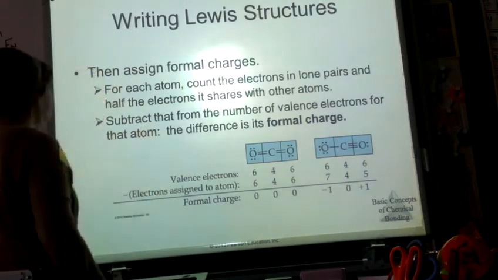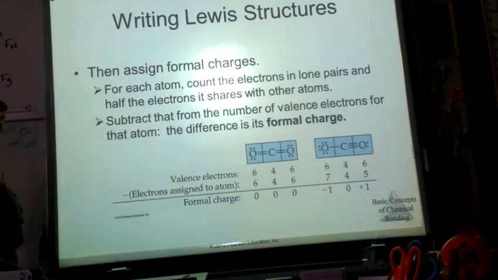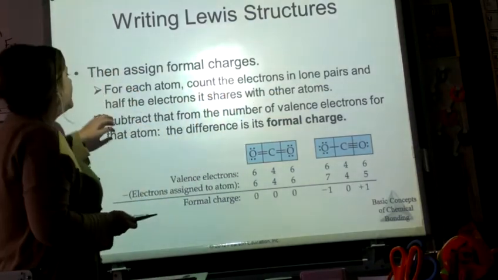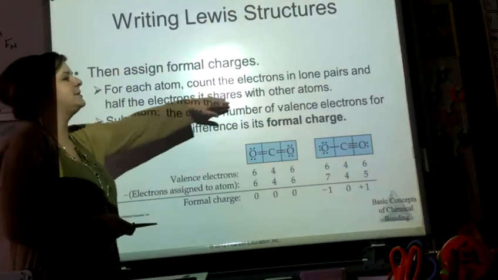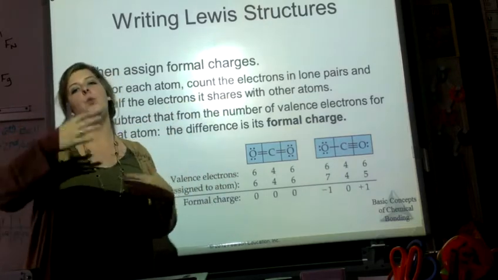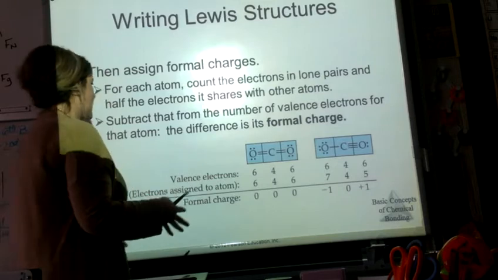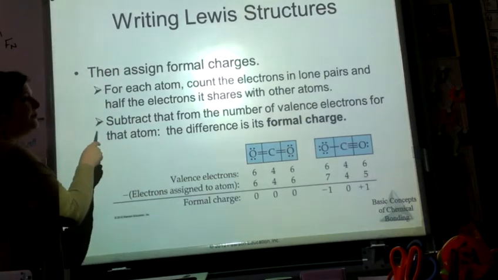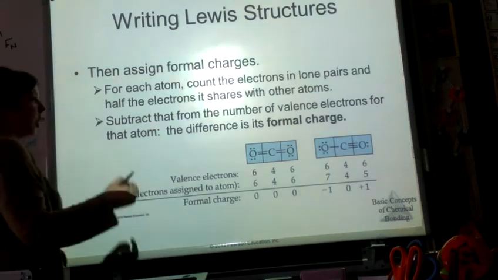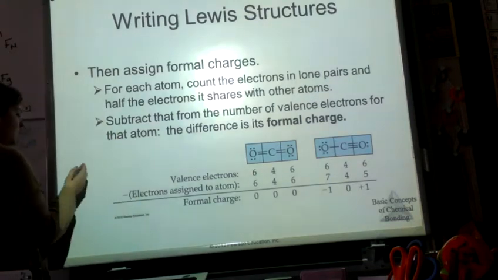Okay, so if we want to assign formal charge, it says that for each atom, we're going to count the electrons in the lone pairs, and then I also want to count half the electrons that it shares with the other atoms. So if I have a single bond, I'm only going to count one of those electrons for that atom, okay? And then I want to subtract that from the number of valence electrons for that atom, and that difference is what we will call formal charge.